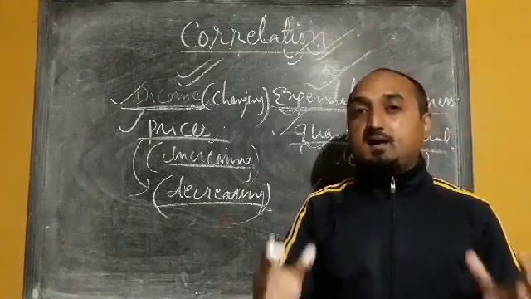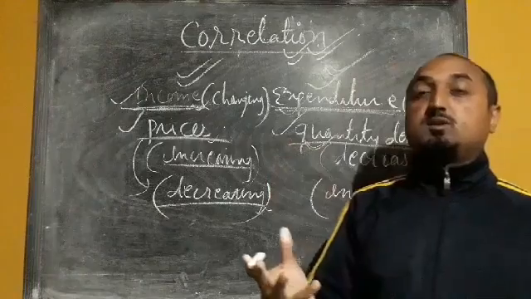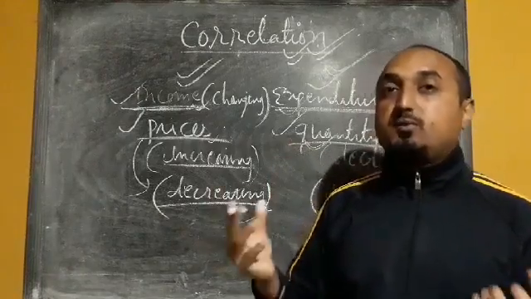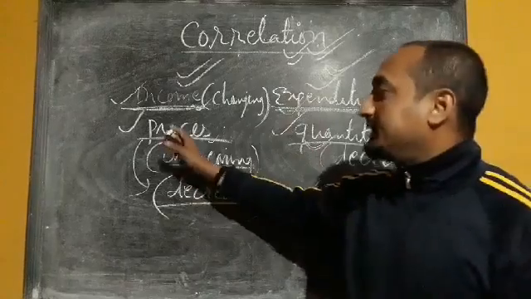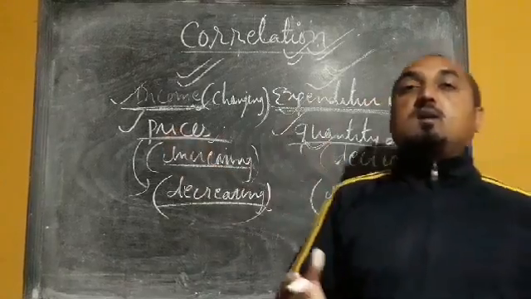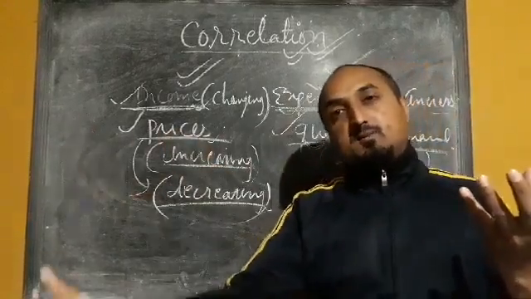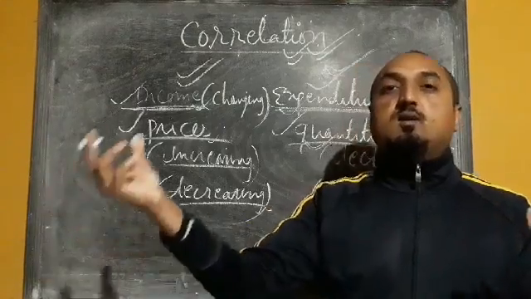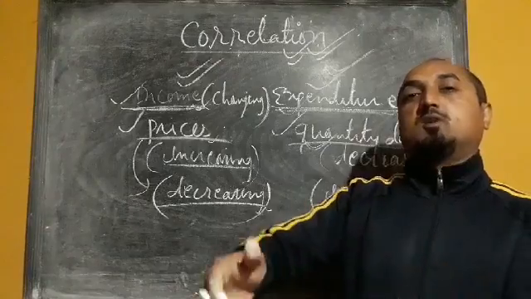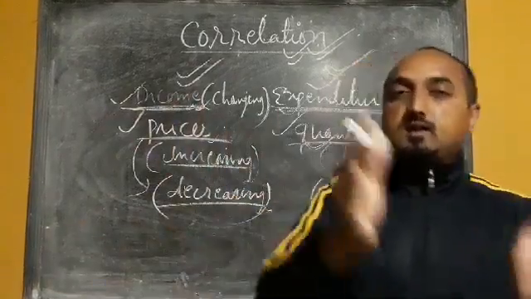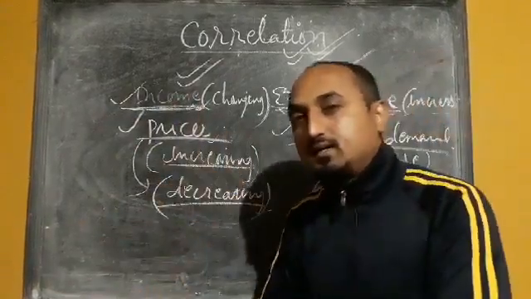Correlation is defined as the degree of association between two variables. It may be income and expenditure, or price and quantity demand. When income is changing, your expenditure may increase or decrease. Normally, when our income increases, expenditure will also increase. If our income decreases, expenditure will also decrease.